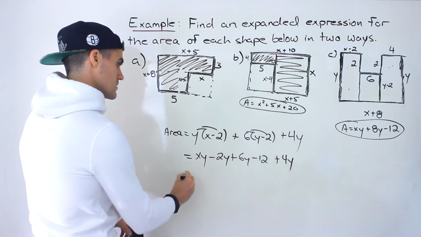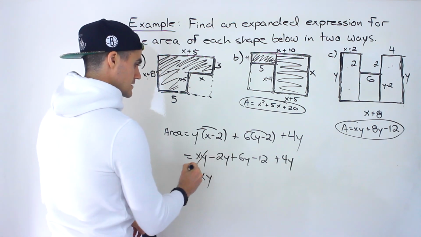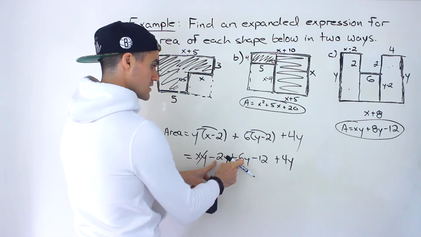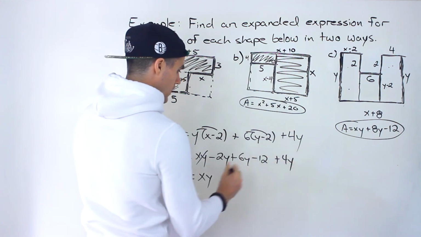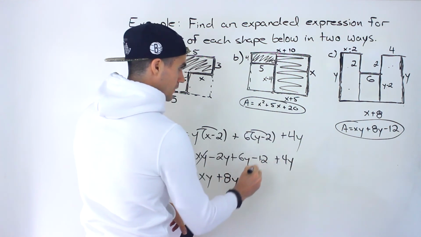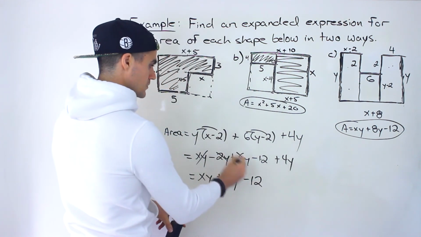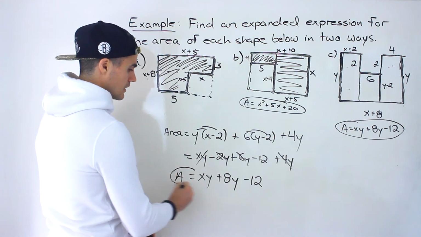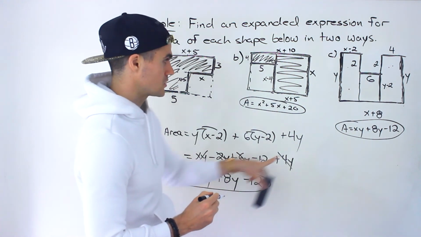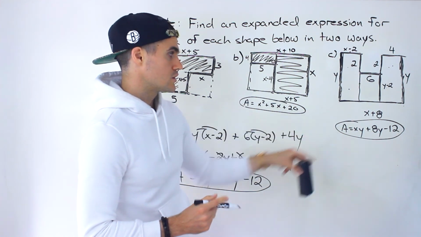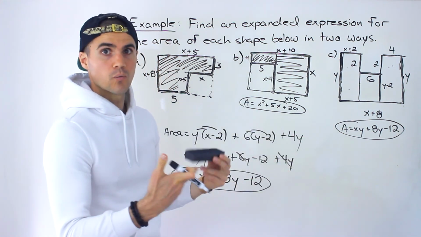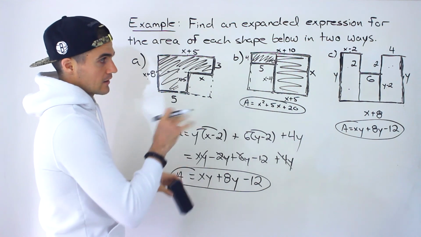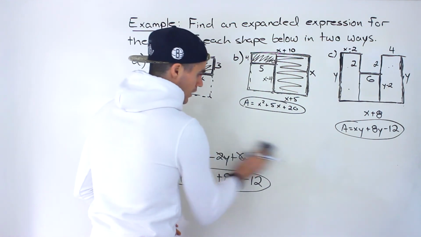Like that. So there's no xy term, so that's gone. Negative 2y plus 6y would give us 4y. 4y plus 4y would give us 8y. And then we have the minus 12. And notice, exact same expression that we got before. So it works out with a different way of how we set up the rectangles. Okay, so we could be pretty confident that that's the correct answer.